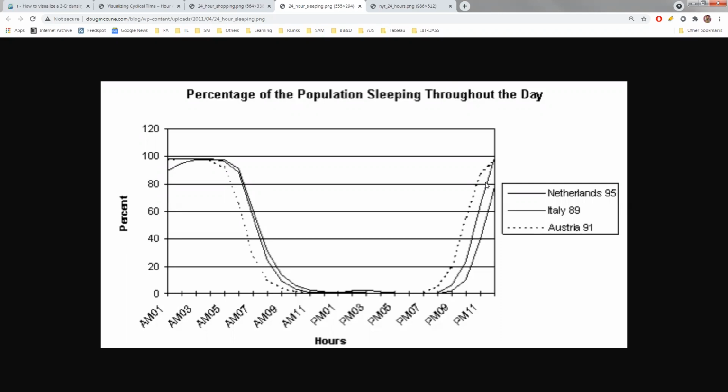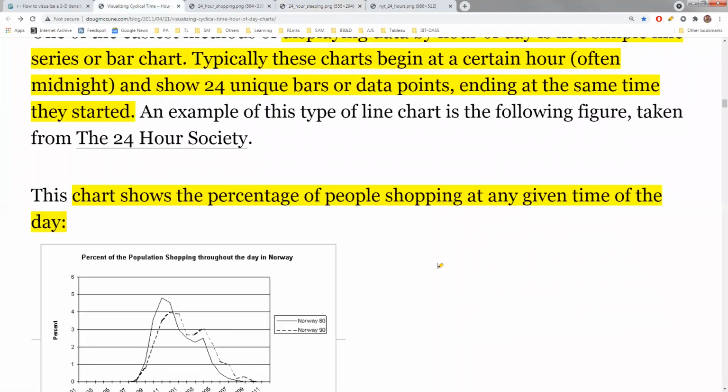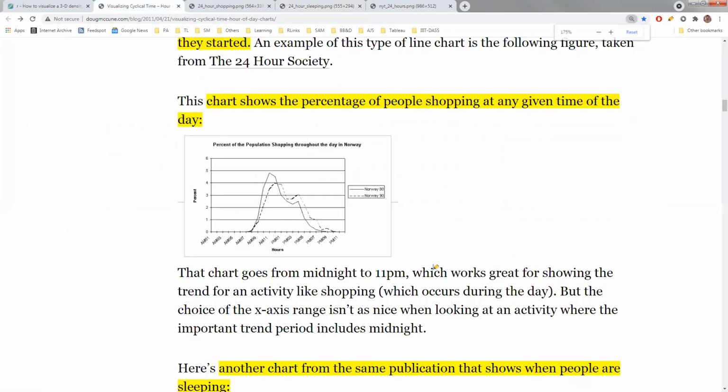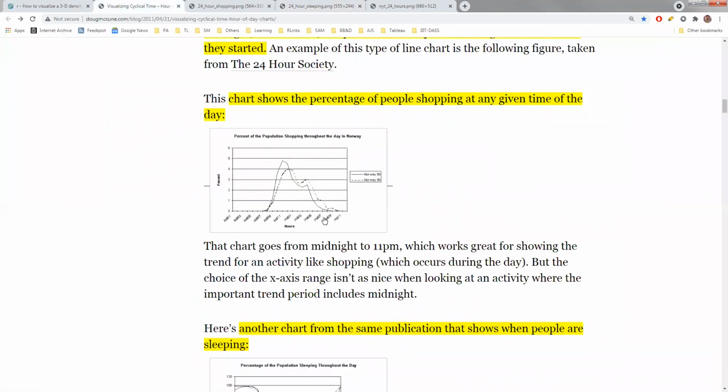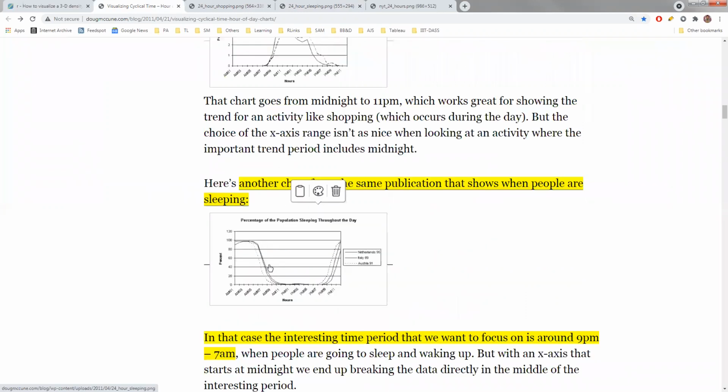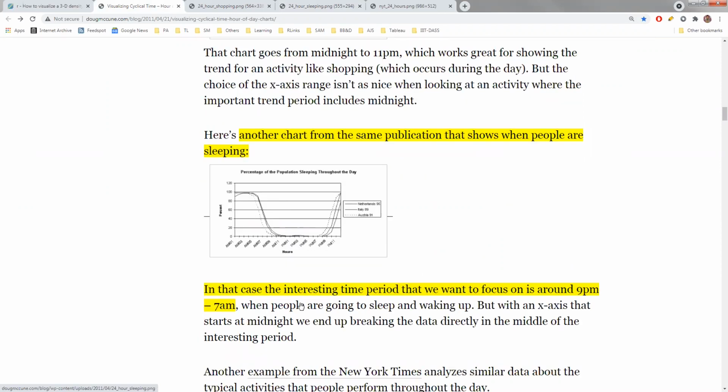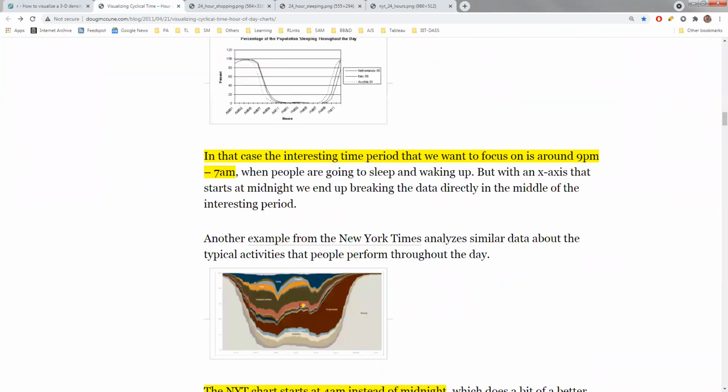So this is what the author is saying, that normally the x-axis for any sort of this cyclical data. Why is this cyclical data? Because this behavior of customer shopping or people normally going to bed will repeat on a day-to-day basis. It will normally follow the same trend, same pattern.